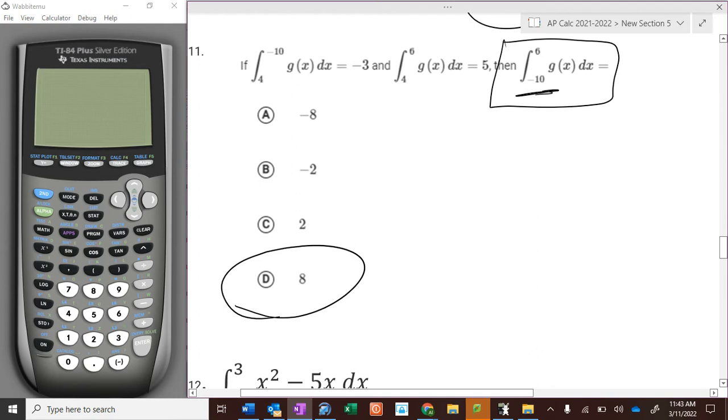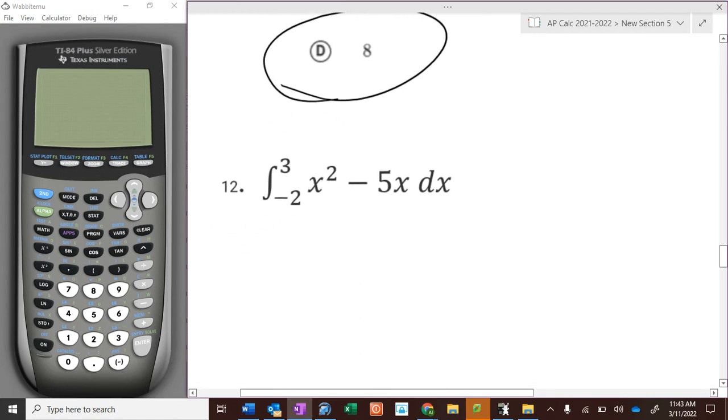If this started out as the integral of -10 to 4 of -3, then you'd stay at -3. But since this is backwards, we have to flip the sign. So when the smaller number's on top, it's opposite. Wait, are negative numbers smaller? No, they're just bigger, but in a different direction. But they are smaller on the number line.